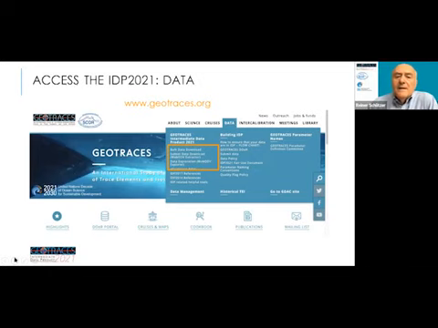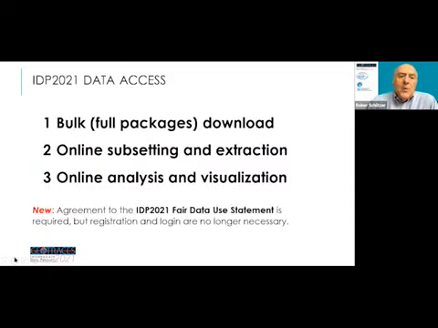Next slide, please. So number 1, if you are a person and you want to have everything in a package and you want to carry around everything, maybe you are disconnected from the internet and you just want to make sure you don't lose anything, then the first way of data access, that's for you. We call it bulk download, basically meaning you will get the full package.